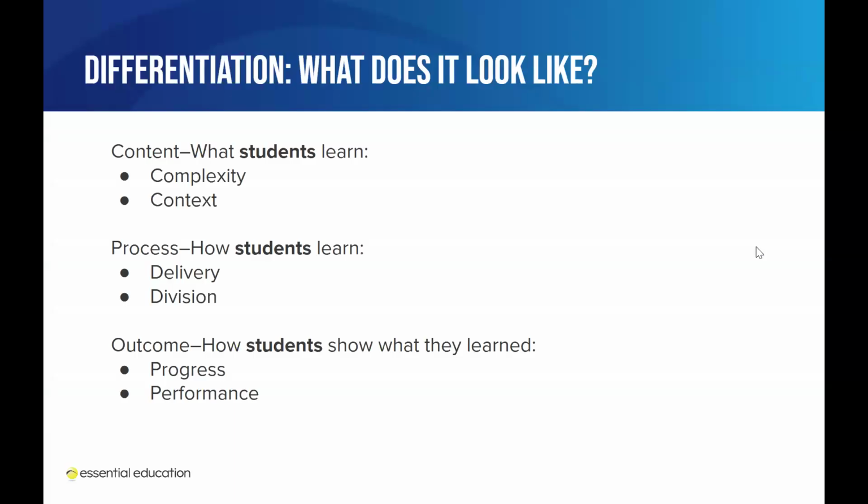But for those who aren't quite familiar, or would like a little visual, when we're breaking down differentiation, the three things that we typically look at for instruction's sake are the content, what they're learning; the process, how they're learning; and then lastly, the outcome. How are we measuring it? How are those students showing what they've learned? How are we evidencing this?